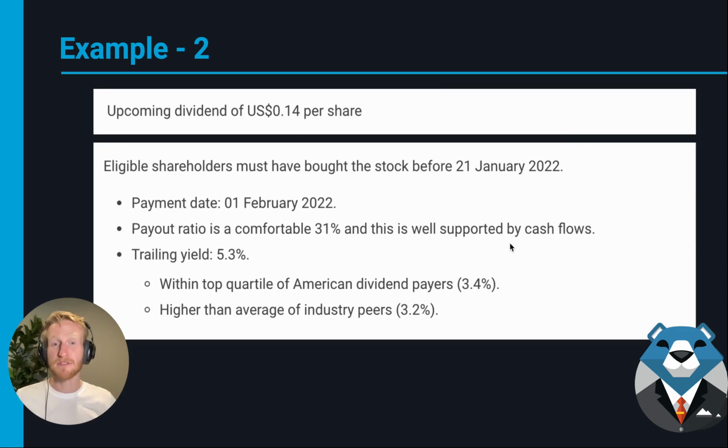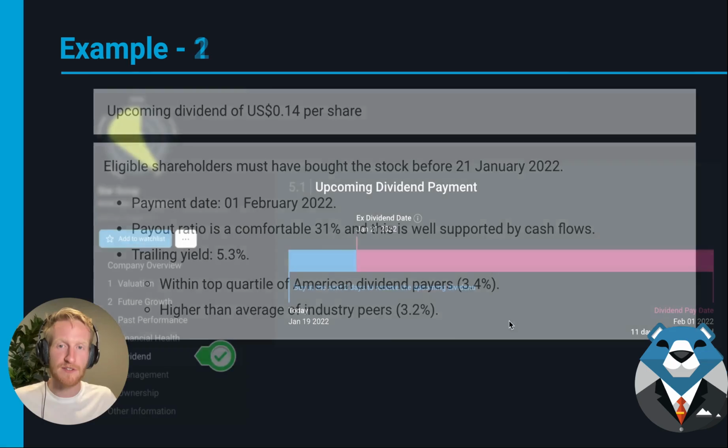Now, this next example is very similar, but it seems to be a better payout ratio, right? So very similar, 14 cents per share, buy it before the 21st of January, pay date on the 1st of Feb. It's a comfortable payout ratio though, and it's well supported by cash flow, so that's a bit more reassuring. The trailing yield is 5.3%, and so that's better than the top quartile of dividend payers in the whole market that it's in, and it's higher than its industry peers of 3.2%, so that's good to see.